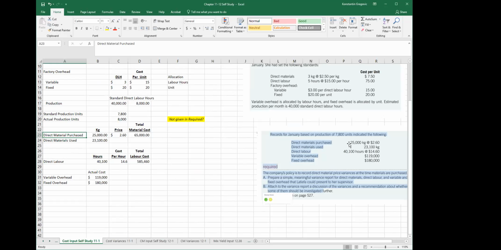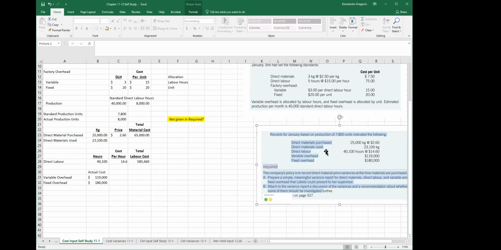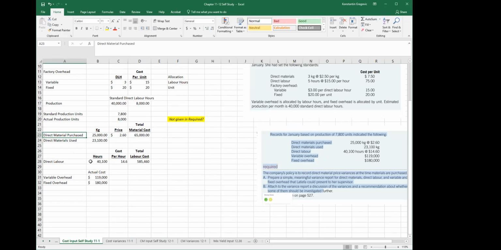Direct materials purchased, 25,000 kilograms at 260. This is a key point. I've got purchased and then I've got direct materials used. So that means I didn't use all of my 25,000 kilograms. So you need to calculate another variance. You're going to calculate a price variance based on purchased and an efficiency variance because you only used 23,100 of your kilograms. What happened to the other 1,900? Direct labor, our hours, 40,100 at 1460. Actual costs, variable overhead, 119,000, 180,000.